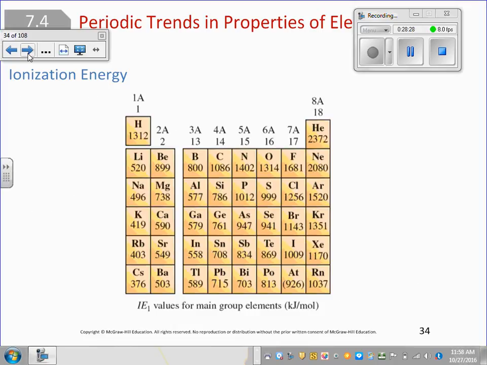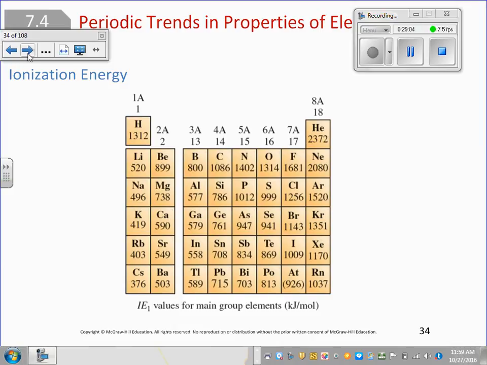Well, if you look from top to bottom, you see the numbers going down in the column. As you go from left to right, on a trend, it increases. But you see some anomalies there. For example, going from beryllium to boron, it should have gone up, but it went down. Uh-oh. What's happening there?